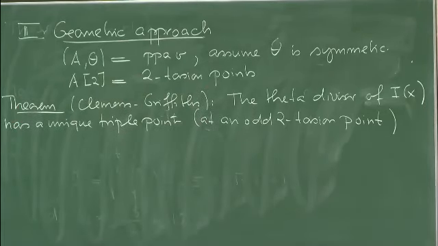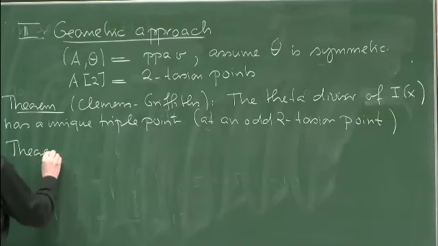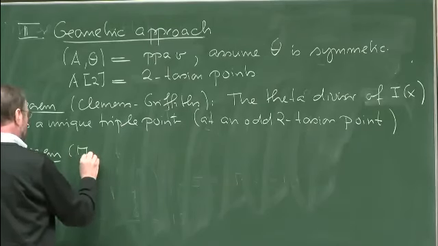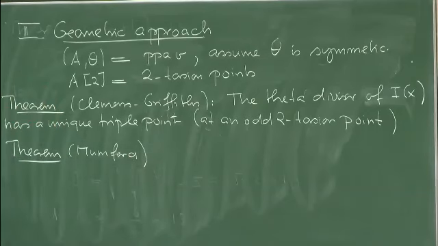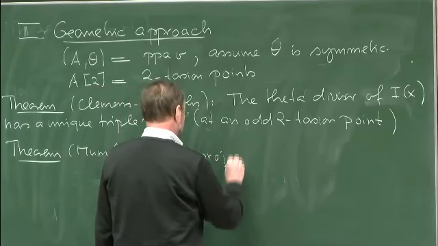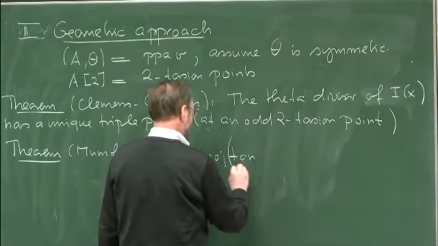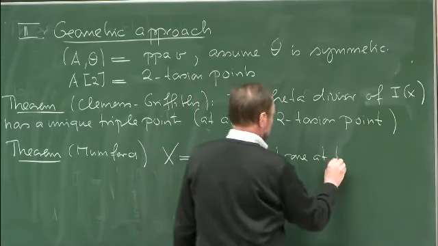And then later on, Mumford noticed that one can recover the X itself from that triple point. So X is the projectivization of the tangent cone at this point.